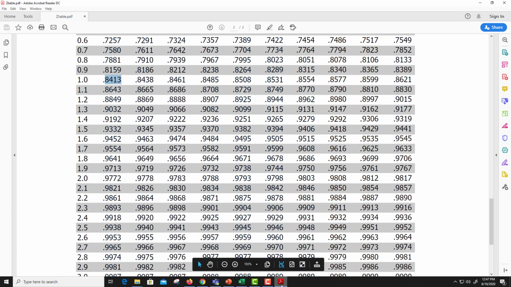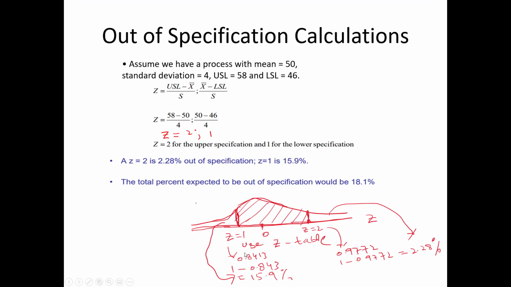So while using this table, we will be able to calculate how much area is inside and how much is outside. We have already found from the table that Z equal to 1 is 0.8413 and Z equal to 2 is 0.9772. The total area is 1. So 1 minus 0.8413, 1 minus the area for 1, we will get 15.9%. So this area is 15.9%.